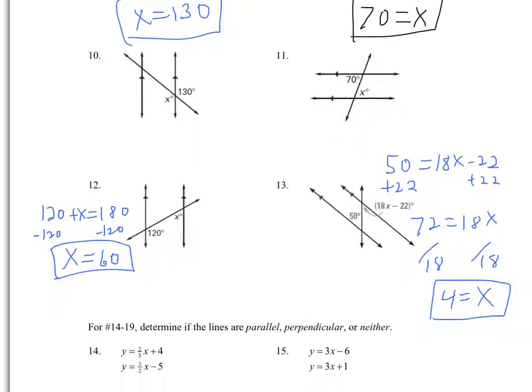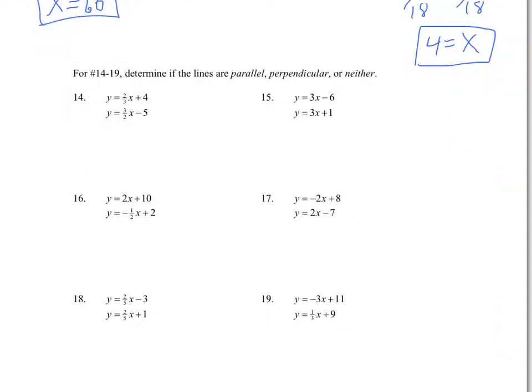Alright, in the next set of problems, determine if the lines are parallel, perpendicular, or neither. So this is some of the last things we are studying in this unit. What we have to do is figure out the slope of each of these lines. And in this first set of examples, we should know the slope just by looking, because this is in y equals mx plus b form. If you remember from algebra, when an equation is in y equals mx plus b form, the m is the slope. And we know parallel lines have the same slope, perpendicular lines have opposite reciprocal slopes.